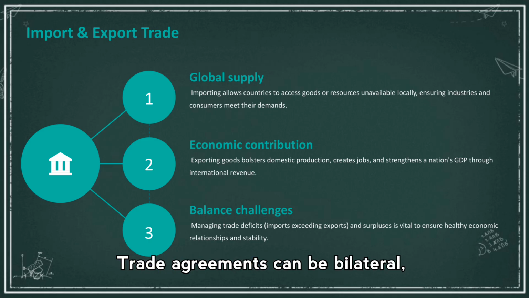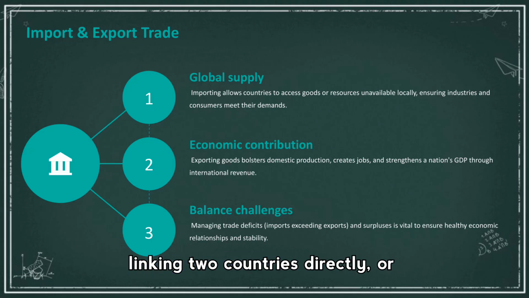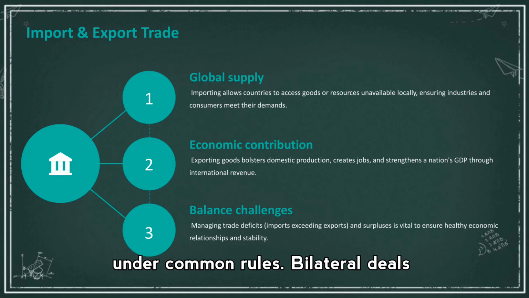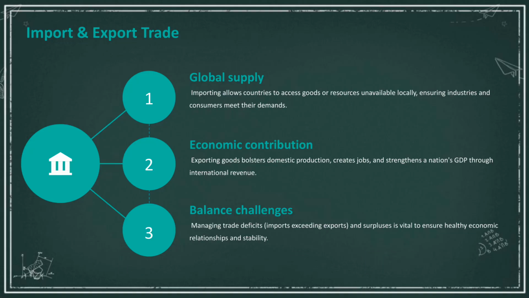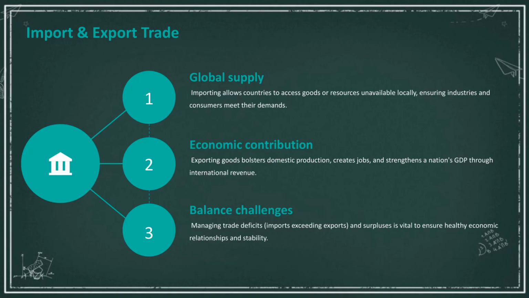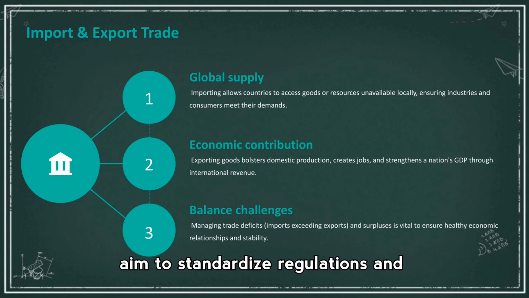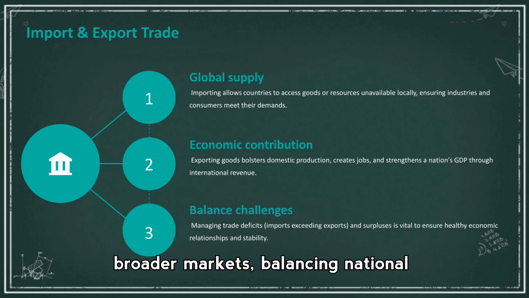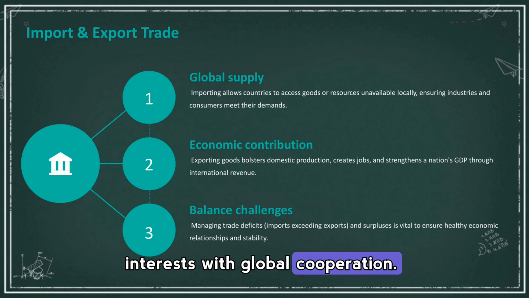Trade agreements can be bilateral, linking two countries directly, or multilateral, involving many nations under common rules. Bilateral deals often remove barriers to deepen ties, while multilateral frameworks aim to standardize regulations and help developing economies access broader markets, balancing national interests with global cooperation.